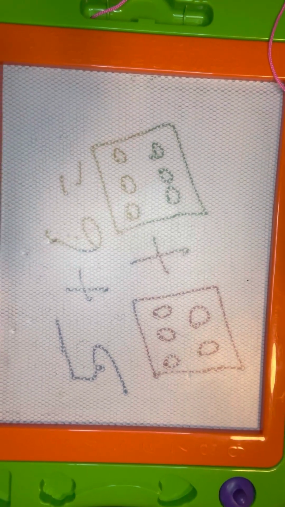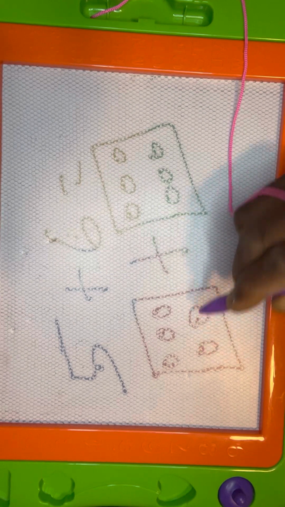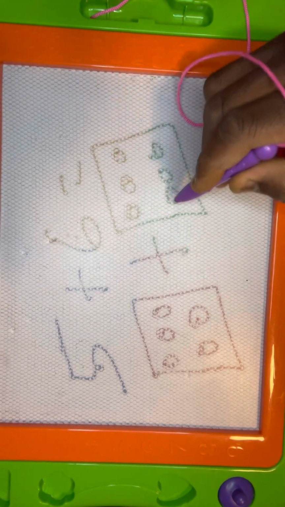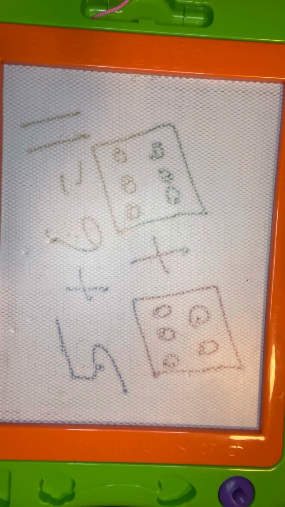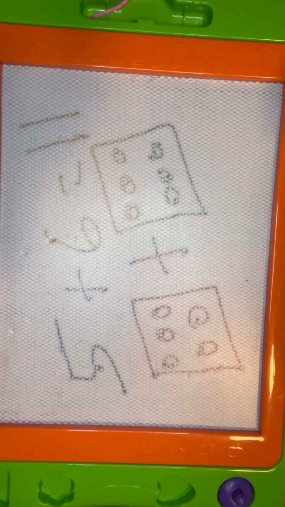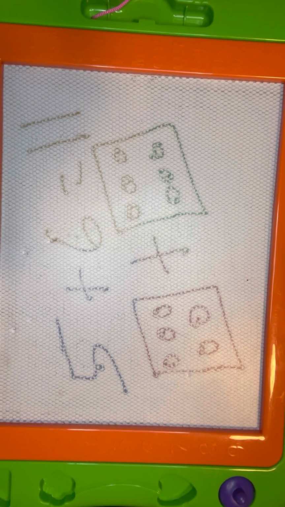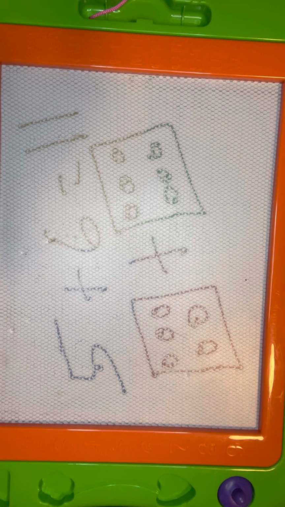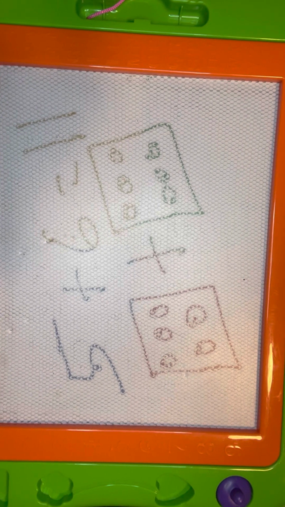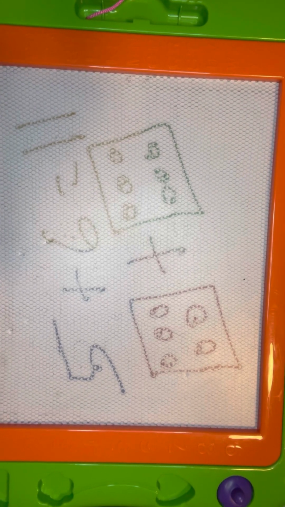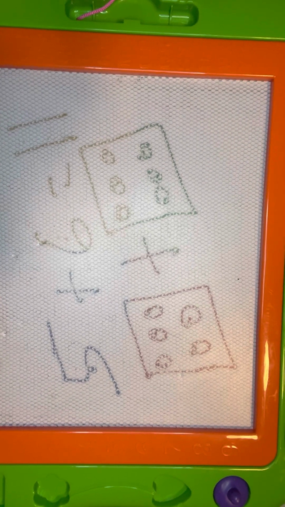Now let's add them together. 1, 2, 3, 4, 5, 6, 7, 8, 9, 10, 11. So the answer becomes 11. The box approach is very, very important. It will help you to have a precise answer. It will help you to get the right answer.